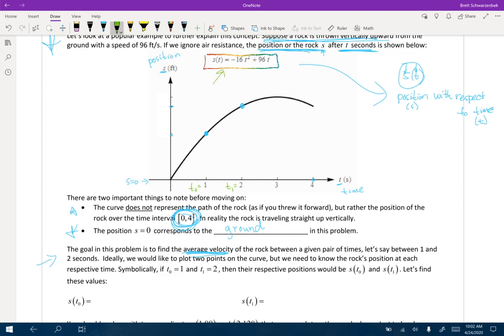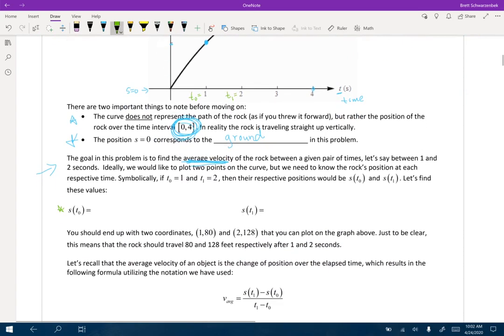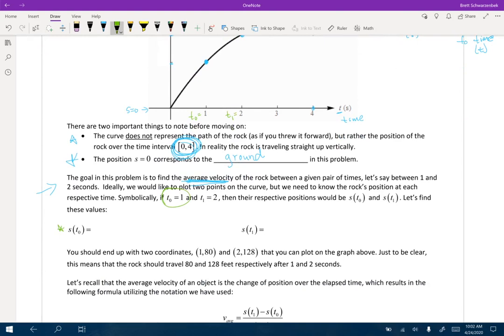So hopefully everybody understands, if I want to find the position for a certain time, all I have to do is sub into this equation to find it. So that's what I'm going to do down here. This is our first position we need to find. So what do we need to do? We need to substitute 1 into our equation up here. So I'm going to write s of 1, because that's my function notation. It's going to be negative 16 times 1 squared plus 96 times 1. If we do this math, we are going to get 80 as our value.